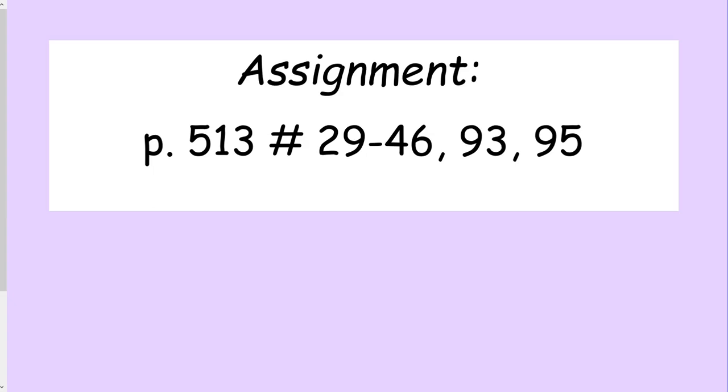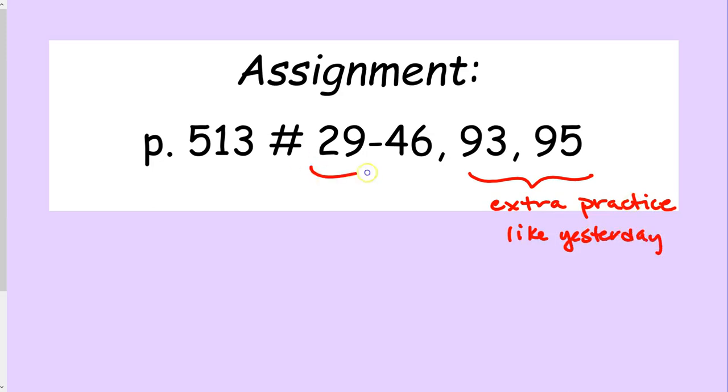Okay, so remember for your assignment, I'm asking you to not worry about the directions in the book, just do it the way you saw me demonstrate it. And then 93 and 95 are basically practice problems like the kind you did yesterday, because I think you need extra practice with that kind of problem. The first set has to do with quadrantal angles. Okay, thank you so much.